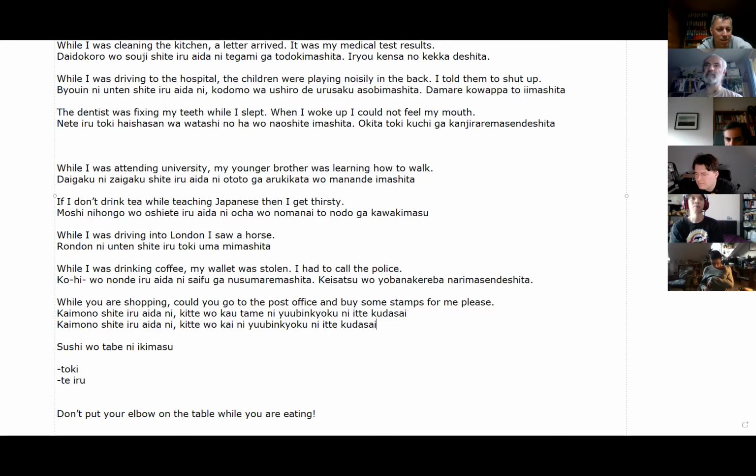This is a better way of stating it. I mean, you can make it a little bit less. Kai ni yubinkyoku ni. This order makes it sound a bit more natural. Then the verbs are together. Yes. Yeah. Kitte o yubinkyoku ni kai ni itte kudasai. Yeah. Couldn't you combine them, like itte kai something like that? Yeah, combine the two verbs.